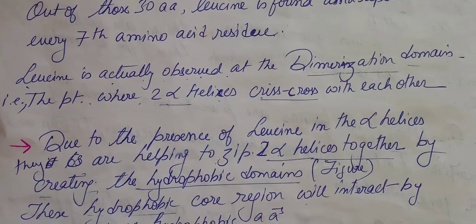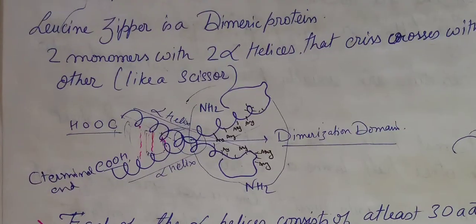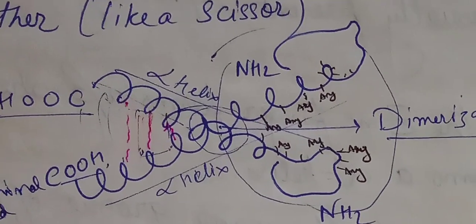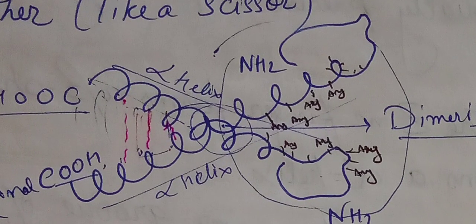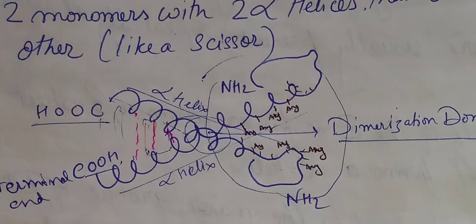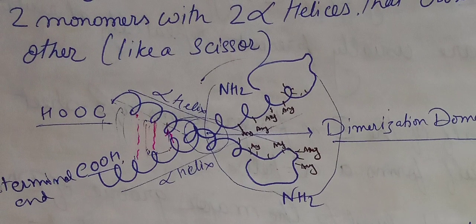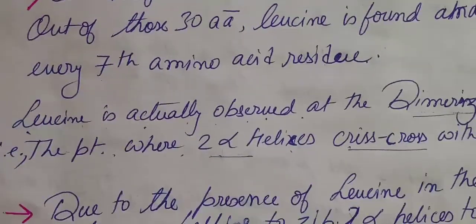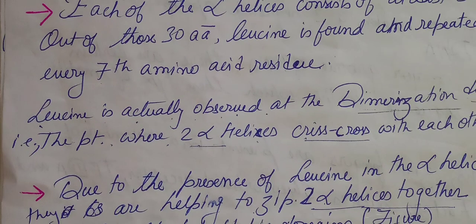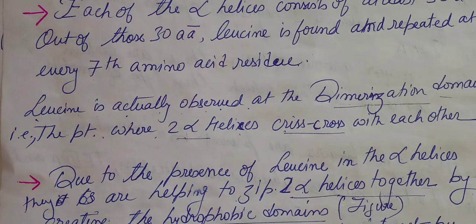Leucine is actually observed at the dimerization domain. That is the point where the two alpha helices have contacted and crisscrossed with each other. See the point at the center, you can see the two alpha helices of the two monomers have crisscrossed with each other to form the dimerization domain. At that point they interact with the help of their leucine amino acid. So leucine is observed at the dimerization domain, the point where two alpha helices crisscross.